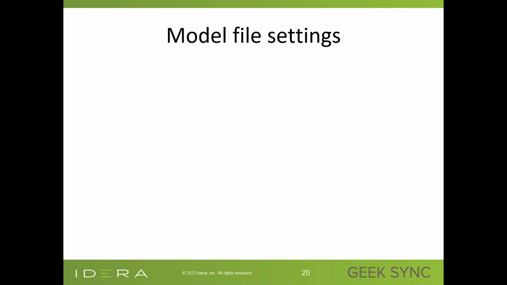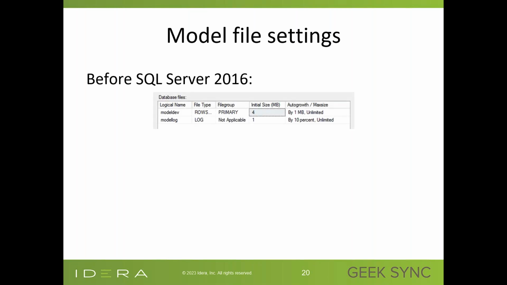I'd also recommend changing the model database file settings. That's a database you probably don't look at too often. Before SQL Server 2016, the default settings were really problematic. By default, it created any new database at 4 megabytes, and the auto growth was 1 megabyte at a time. And the log file was 1 megabyte, and the auto growth was 10%. This can create a whole lot of headaches and a whole lot of extra growth events, which slow things down.